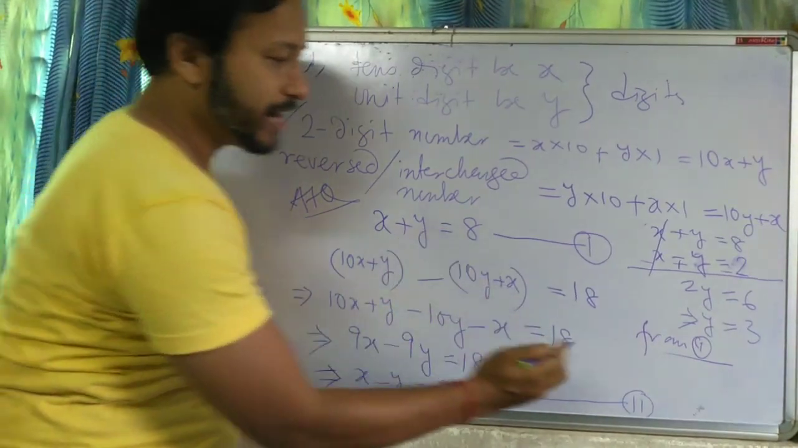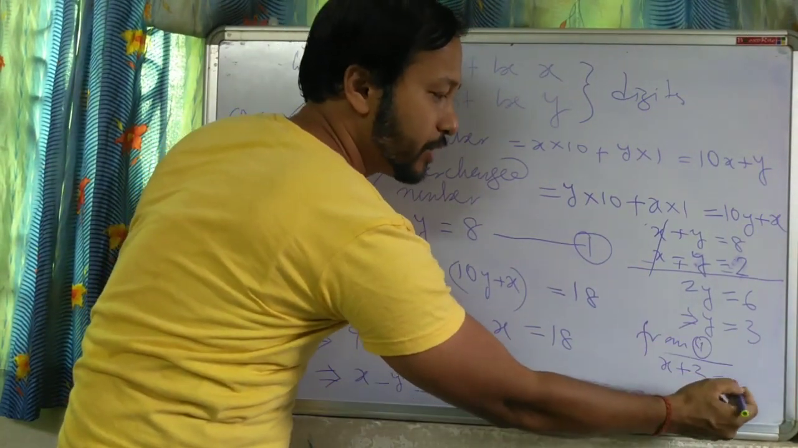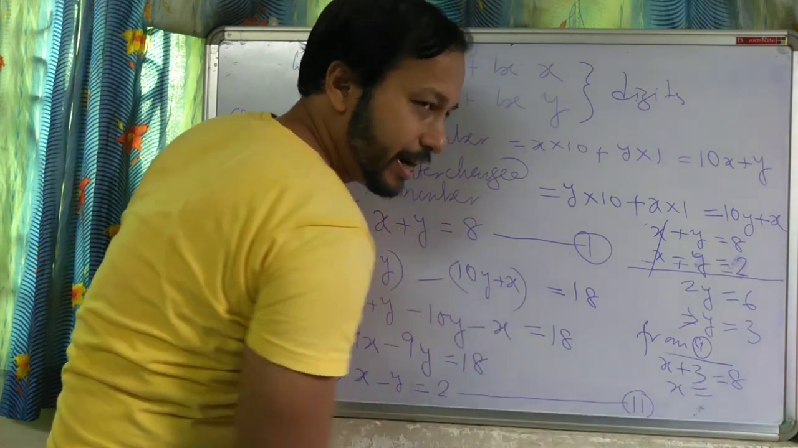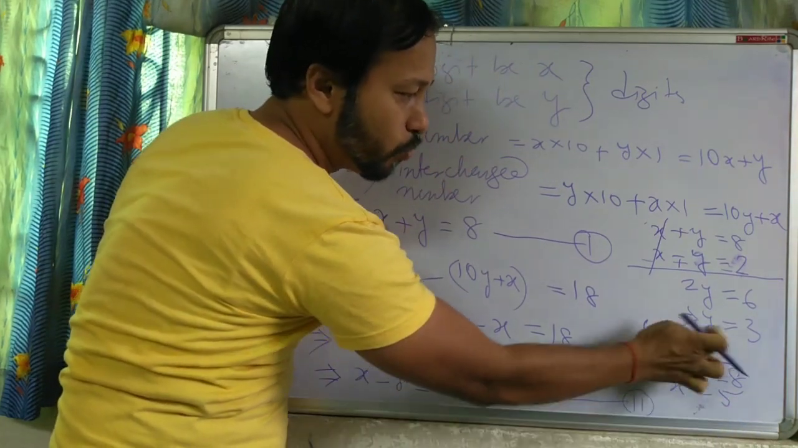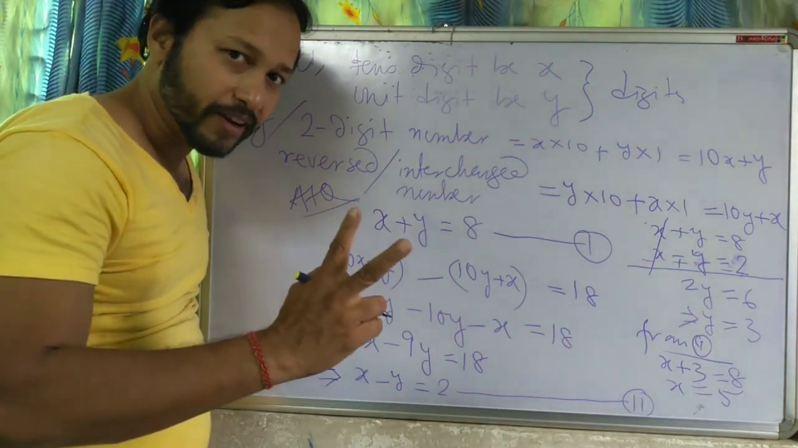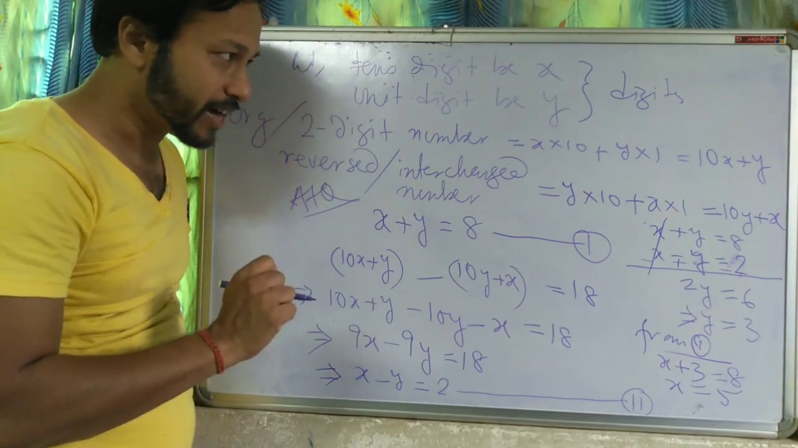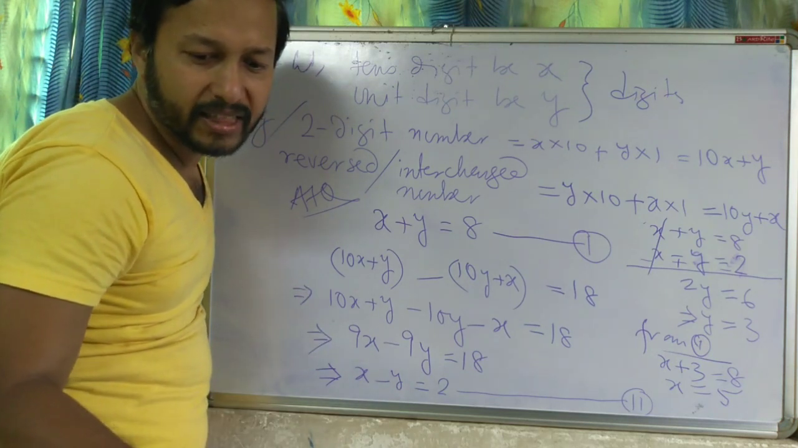X plus y equal to 8. X plus y, y is 3, equal to 8. So x plus 3 equal to 8. 8 minus 3, 5. So x is 5, y is 3. We got both the values, but the sum is not finished yet. We have to find the 2-digit number. Yes, it is given. Find the number.